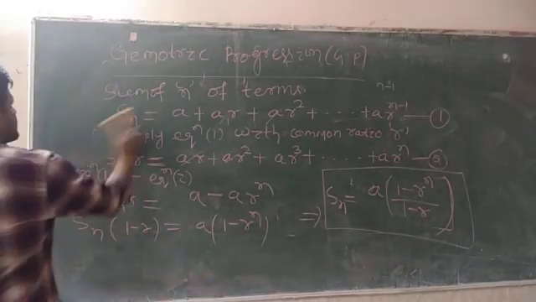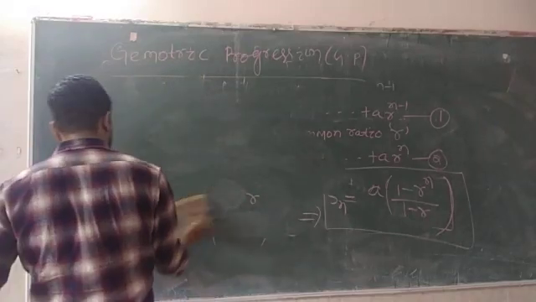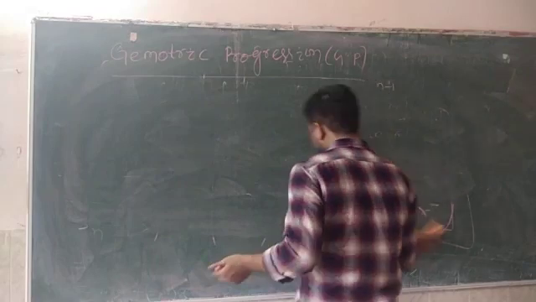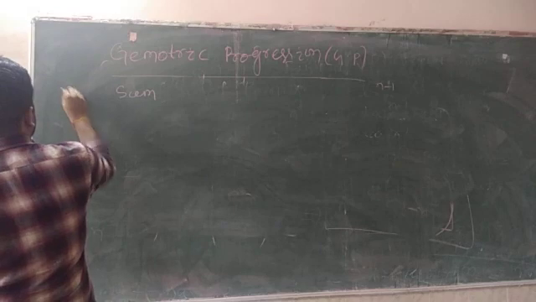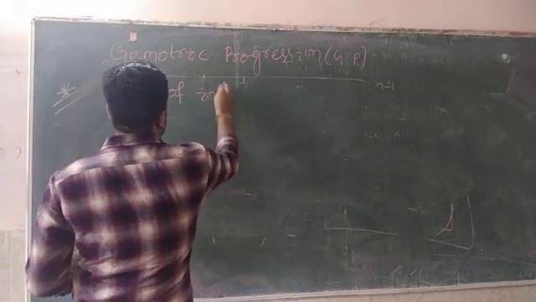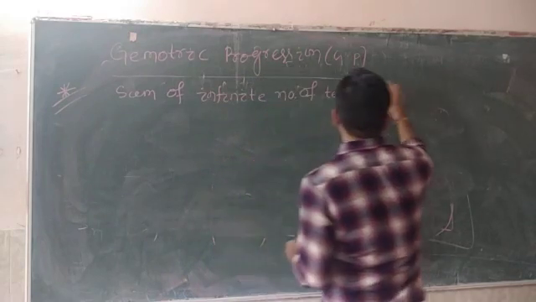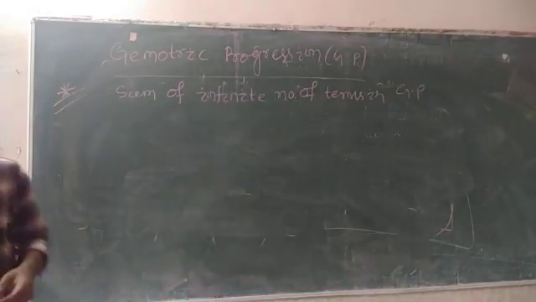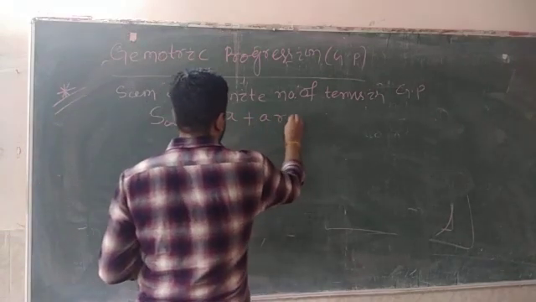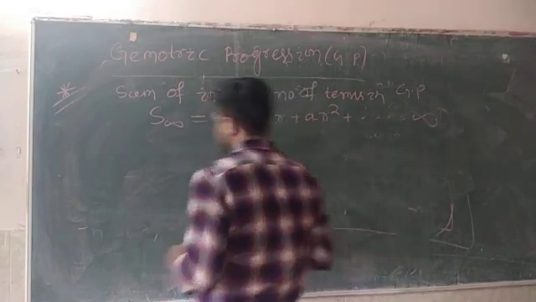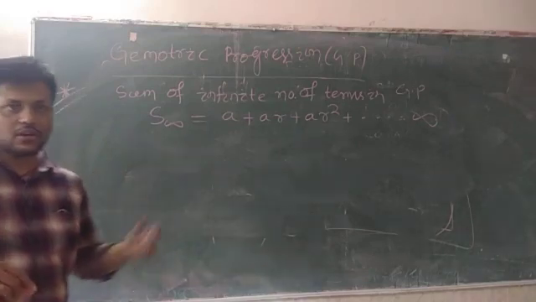Next, this is very important: sum of infinite number of terms in GP. So this is very important. That means S of infinity, the sum of infinite terms in GP, we have a plus ar plus ar square up to infinity. This type of problem we arrive at as the summation of n equal to 0 to infinity of a r to the power n.